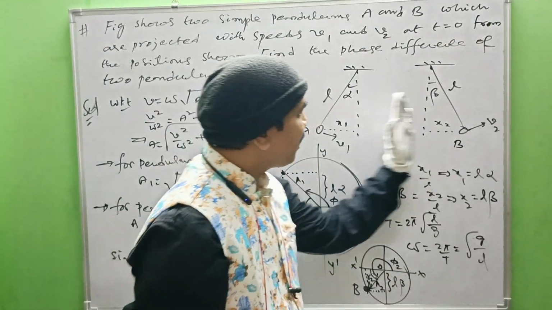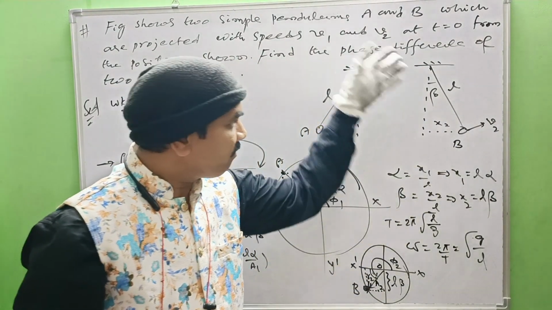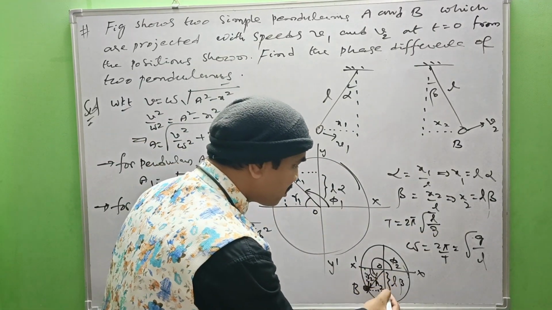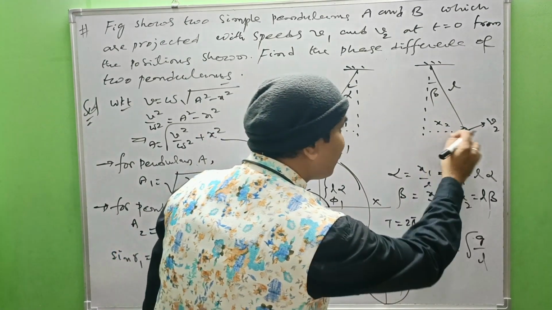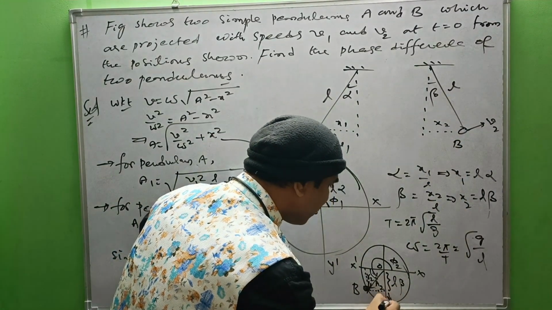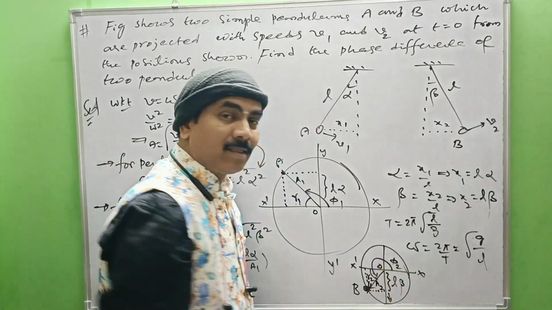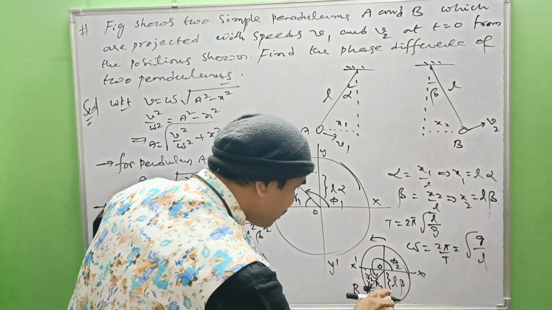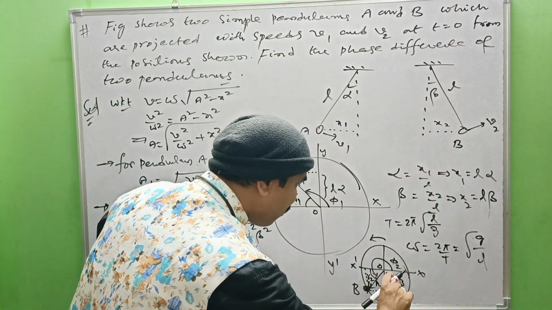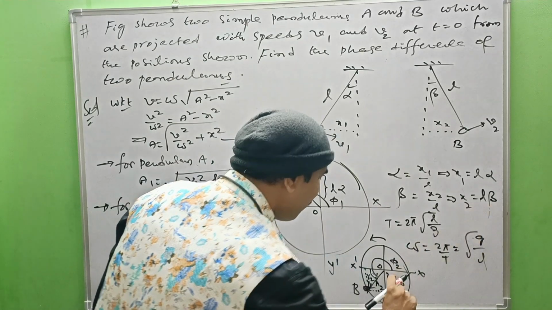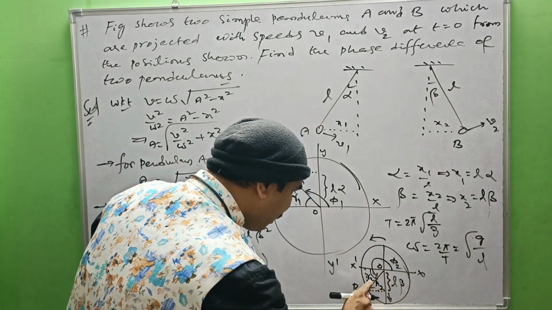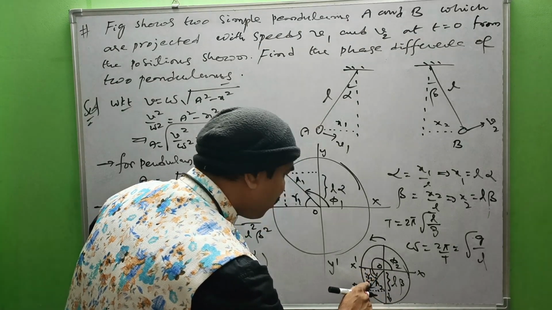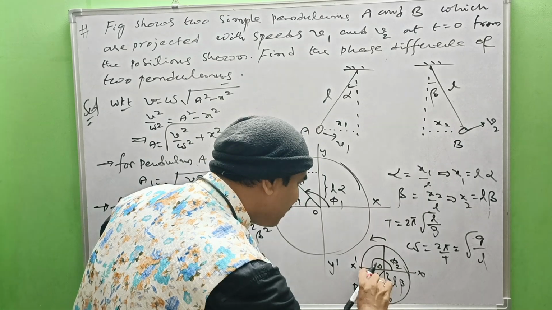So as far as oscillation is concerned, the displacement of pendulum B, x2, equals L beta, that itself is the projection on the y-axis. Your projection increases, which means the displacement increases, as it is in the third quadrant for anti-clockwise revolution, right? So the projection for B is increasing. Now what is the projection here? L beta. What is the amplitude? A2. What is the angle here? Gamma 2.